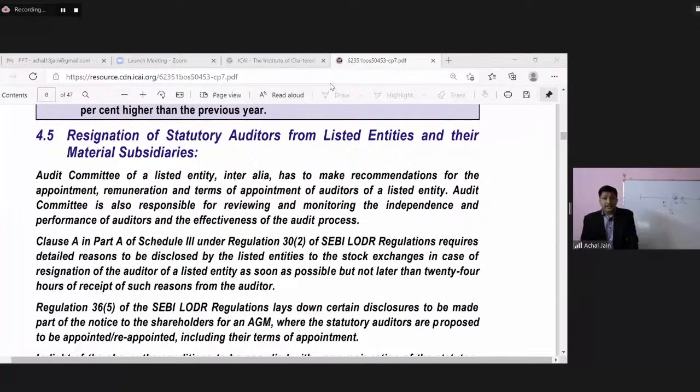Then the regulations lay down certain disclosures to be made part of the notice to the shareholders for an AGM, where the statutory auditors are proposed to be appointed or reappointed, including the terms of their appointment. Now, in light of the above, the conditions to be complied upon the resignation of the statutory auditors of a listed company or its material subsidiary with respect to limited review or audit review are as given below. So let's understand now what are those requirements in relation to the resignation of the auditor.